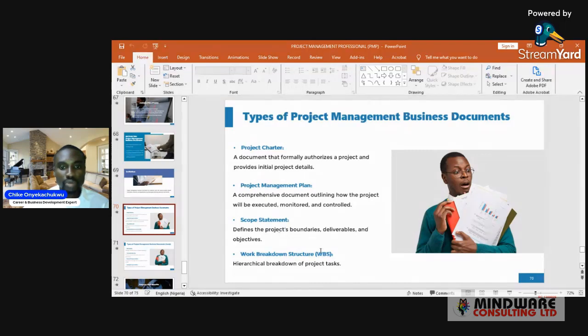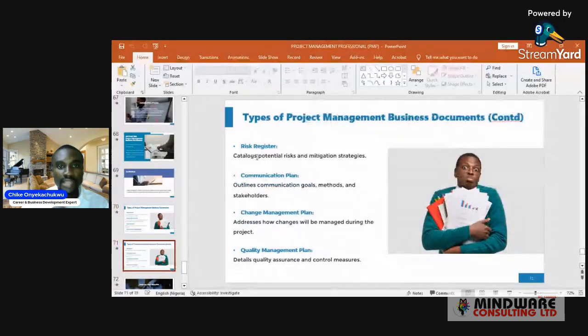Work breakdown structure. This is the hierarchical breakdown of project tasks. Okay, the project sometimes could be a behemoth, right? So as they say, the best way to eat an elephant is to break it down into bits, right? So the same thing with a project, especially complex projects. So the work breakdown structure helps us to break down the project into tasks and activities that we can handle individually.